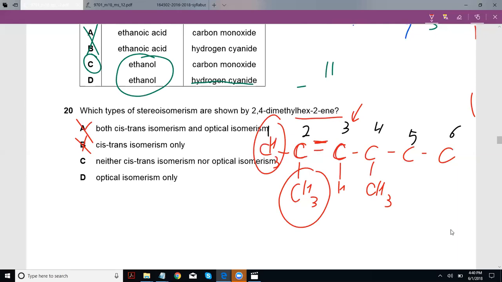Hamza, do you agree with the fact that we can't do cis trans here? Yeah. Okay. Yep. So they're both the same molecules.